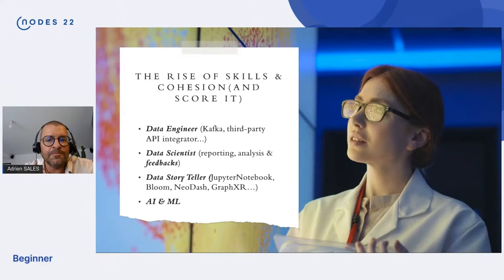One of the greatest achievements I could see as a manager was the rise of skills and cohesion. And the fun fact is that you can actually score that because skills are part of the cartography itself. So we have data engineering. We are using Kafka a lot, and we are using a lot of third-party APIs. We are performing integrations with Python. We now have data scientists who make reporting analysis and give us feedback, for example, on model quality. And we have also developed data storyteller skills on Jupyter, Bloom, a lot of Bloom, NeoDash, and a bit of GraphXR. And now we are working on generating machine learning models to make link predictions, especially on technical debt and money.